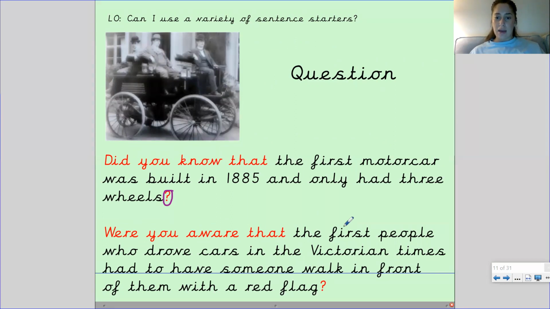Were you aware that the first people who drove cars in the Victorian times had to have someone walk in front of them with a red flag? No, I wasn't aware of that piece of information. And starting the sentence with "were you aware that" makes me even more interested in finding that information out. Remember to use your question mark because it's a question.